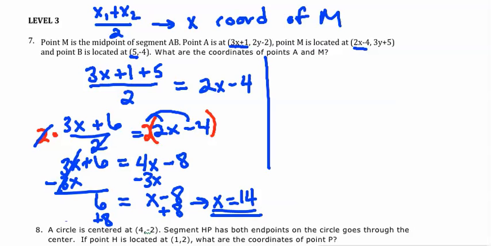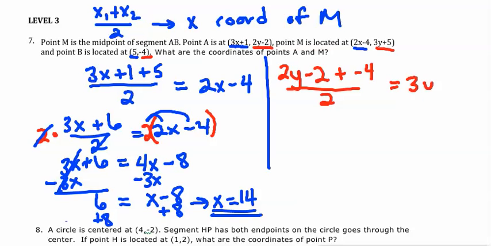Next, we need to do the y. We'll come back to finding the coordinates, but we need y. Alright, so same idea. The y coordinate of one of the endpoints, add it to the y coordinate of the other endpoint, divide by 2, set that equal to the y coordinate of the midpoint. Alright, so here again, combine like terms first.